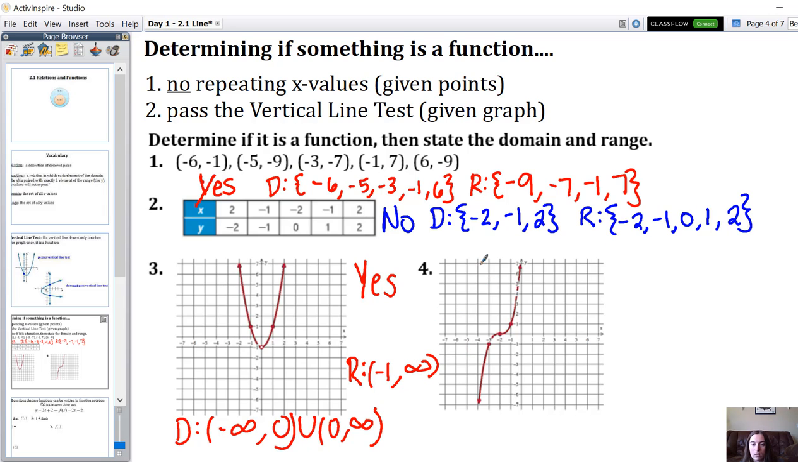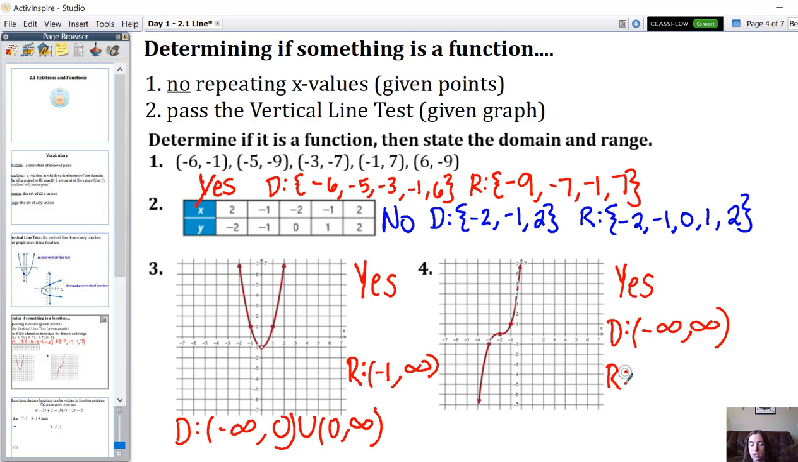Last one. Does this pass the vertical line test? Yes, it does. So our domain. First thing to check, are there any holes anywhere in our graph? Does it jump from one section to another? No. So domain is left to right. The farthest to the left that this graph gets is negative infinity. So we're going to start there. And then it's going to the right forever and ever, so it's going towards positive infinity.